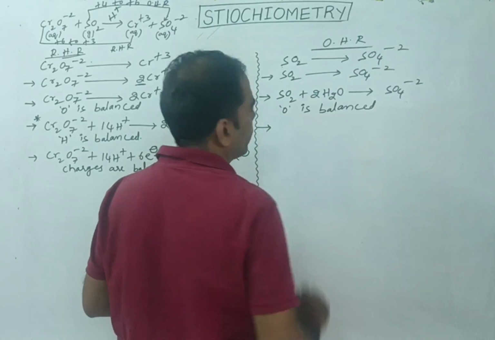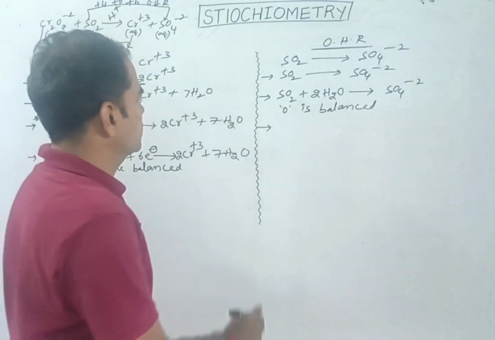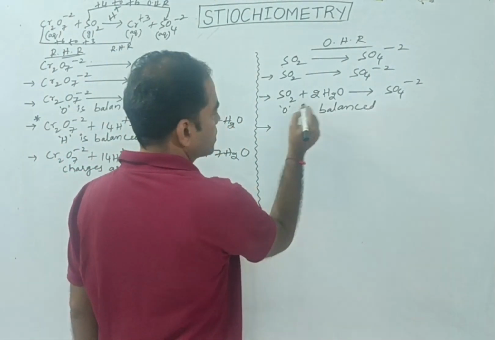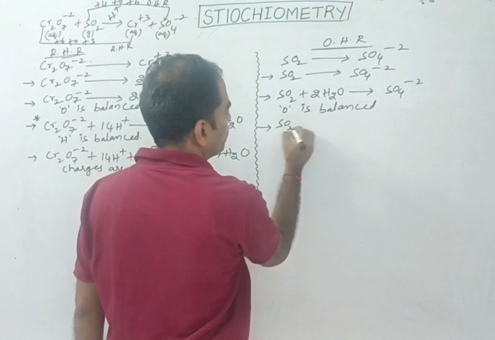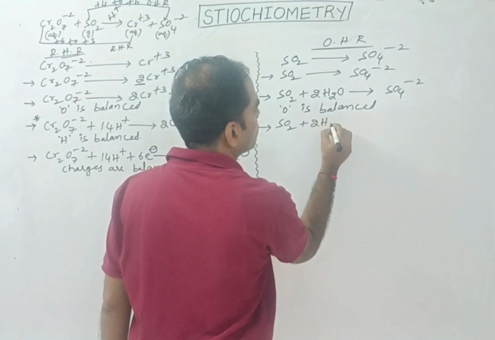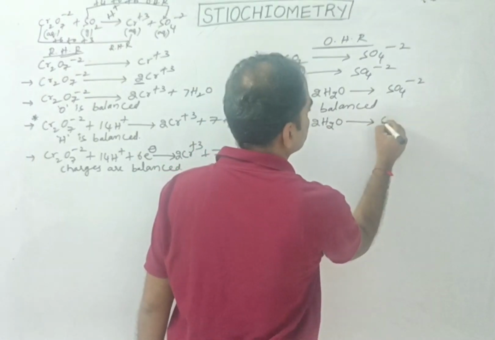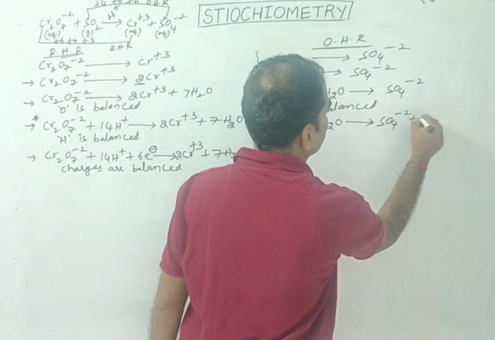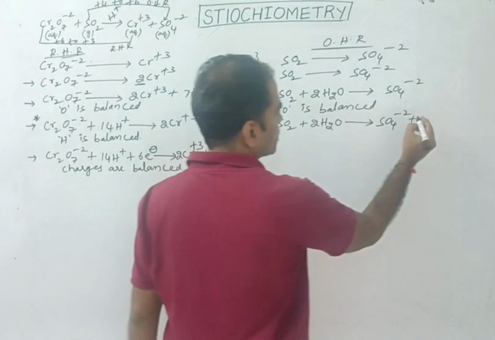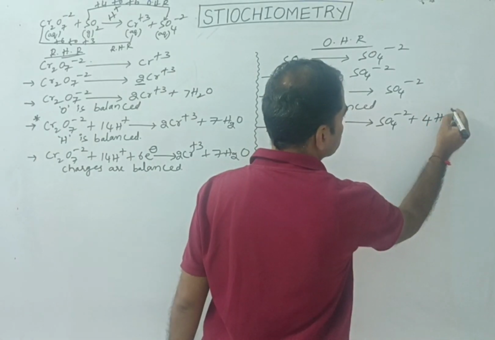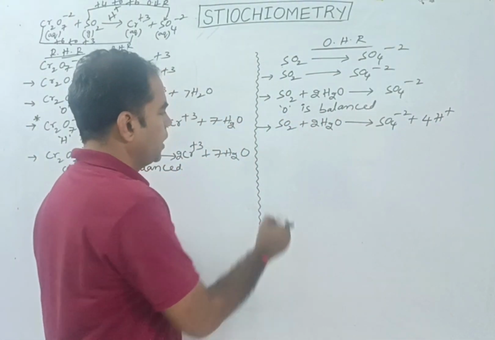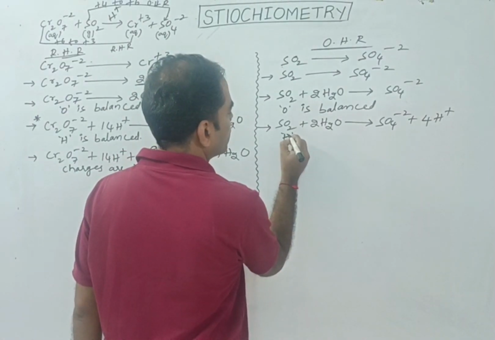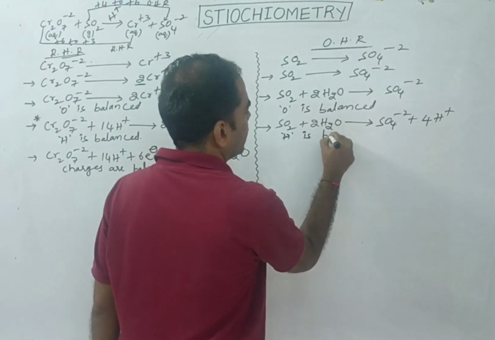Next, to balance the hydrogens, here 4 hydrogens, here no hydrogens. So SO2 plus 2H2O gives rise to SO4 minus 2 plus 4H plus. 4 hydrogens, 4H plus. Hydrogen is balanced.